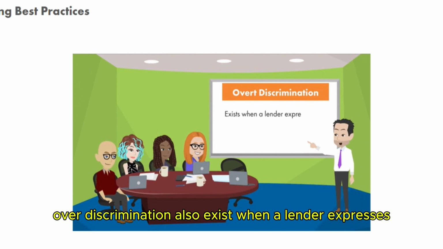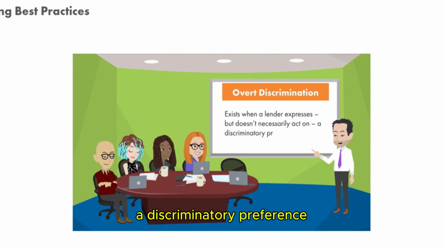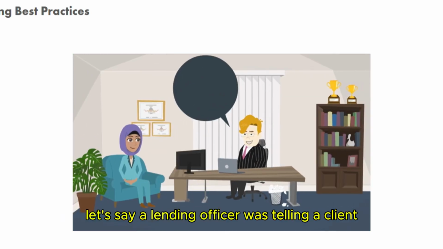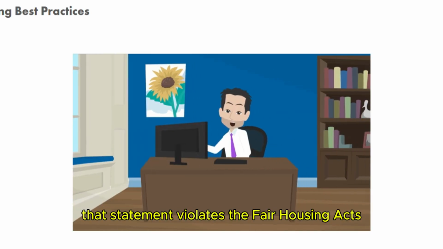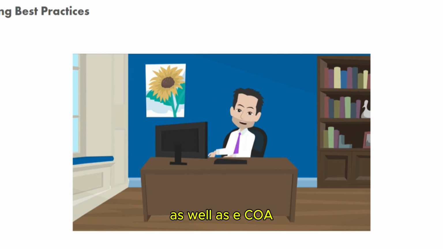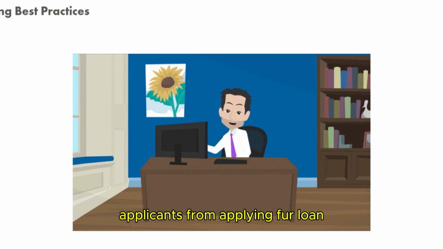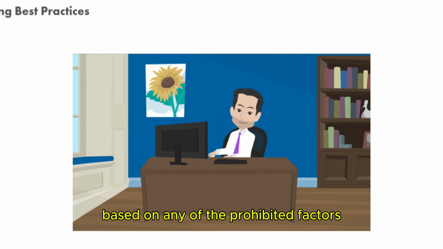Overt discrimination also exists when a lender expresses but doesn't necessarily act on a discriminatory preference. Let's say a lending officer was telling a client, "We don't like to offer mortgages to people like you, but the law says we have to." That statement violates the Fair Housing Act's law against statements expressing a discriminatory preference, as well as ECOA, which states that a lender may not discourage applicants from applying for a loan based on any of the prohibited factors.